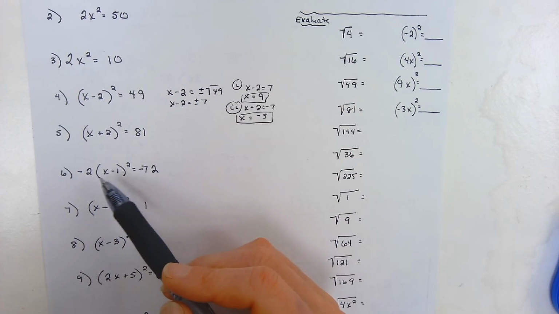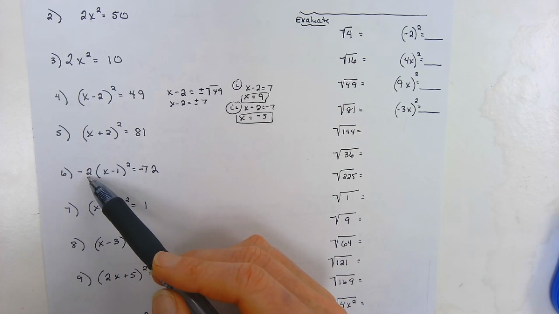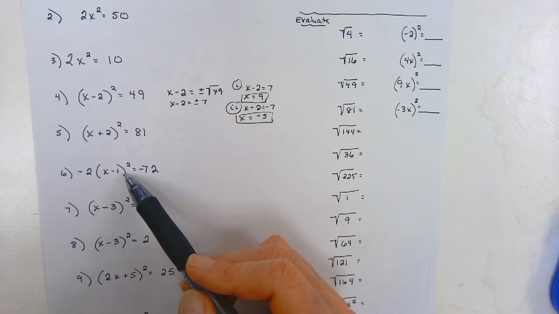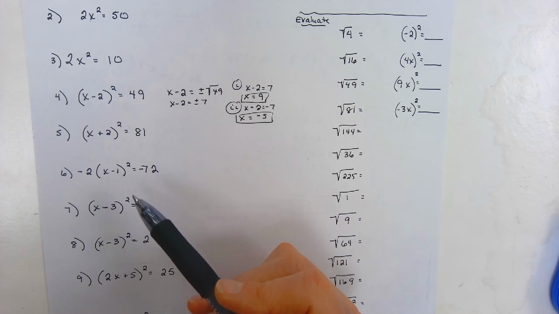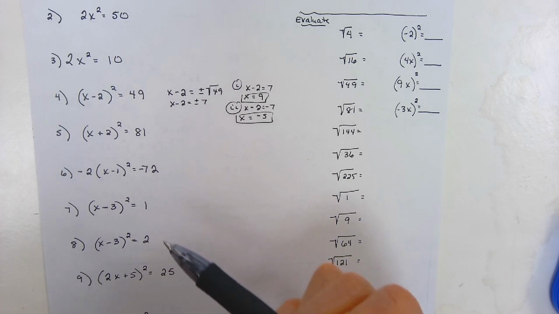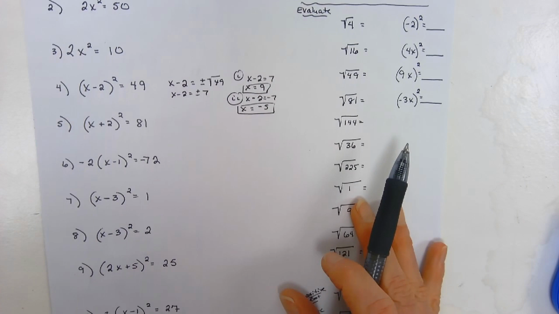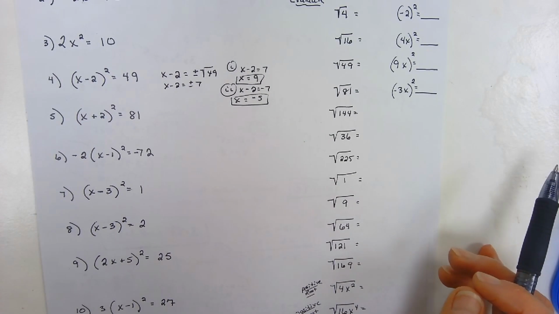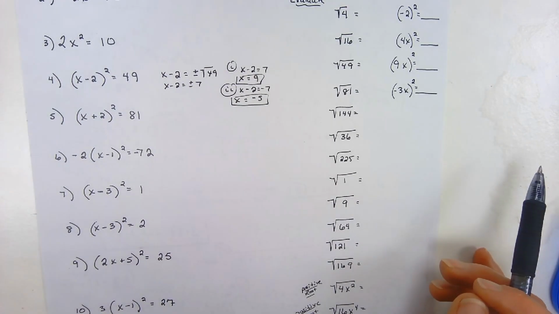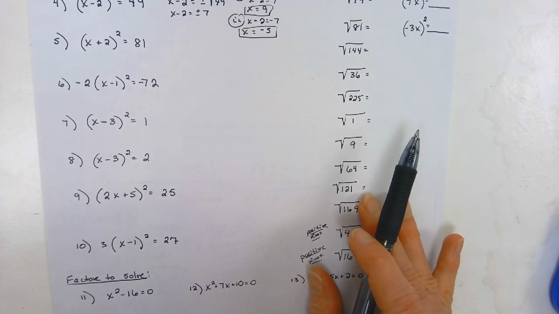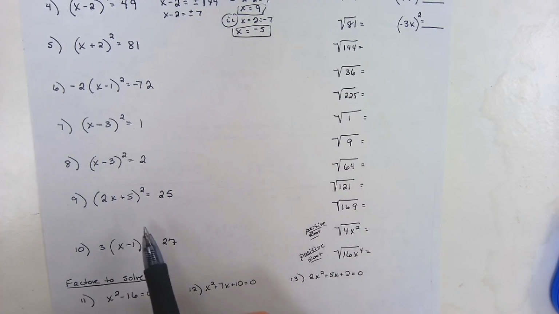On number 6, divide both sides by negative 2 first, and then use your square root property and use your case 1 and case 2. Same with number 7 and number 8 and number 9. And number 10 is also taking 27 and dividing it by 3. I'll do number 9.